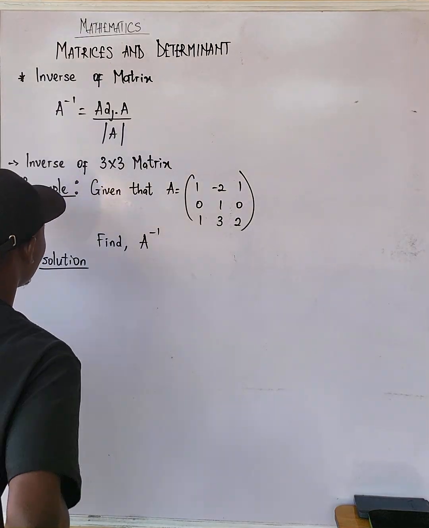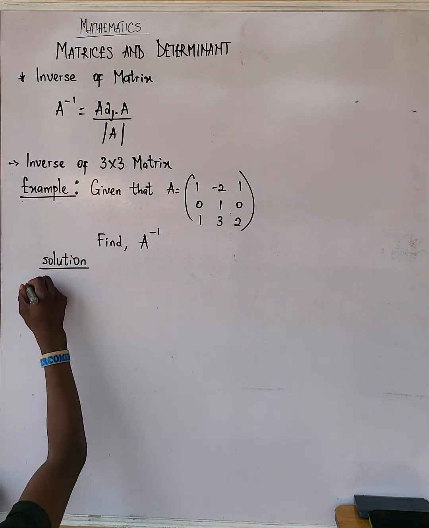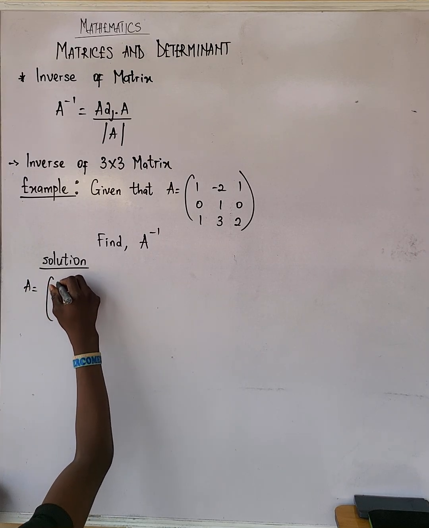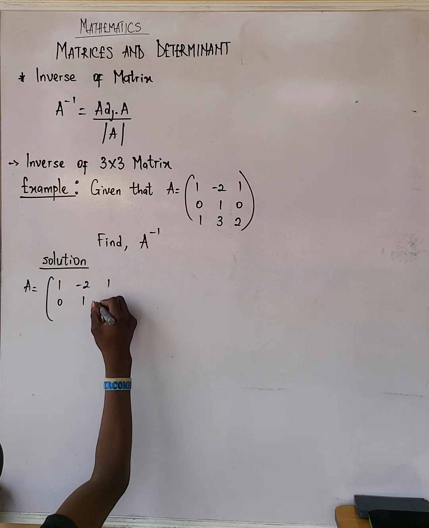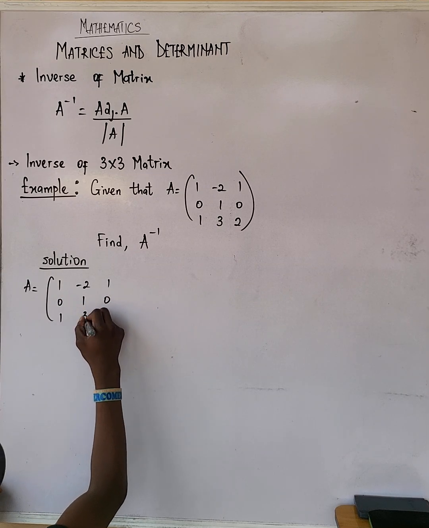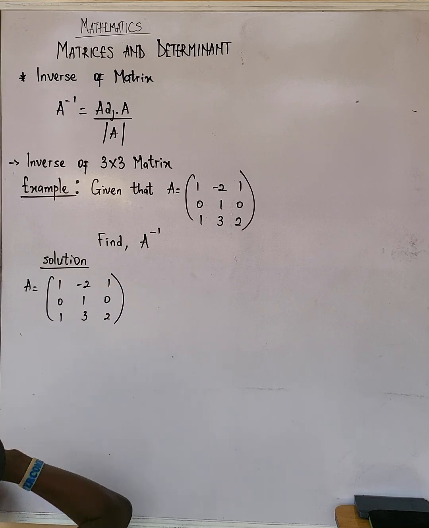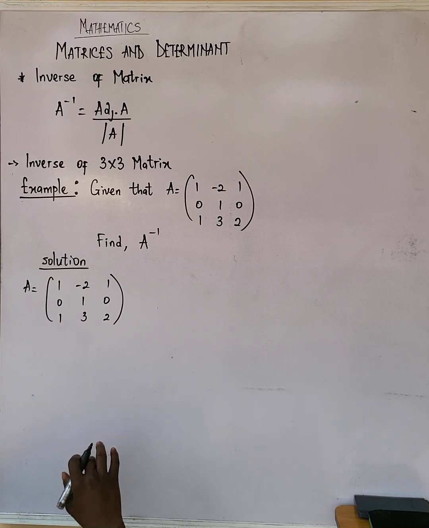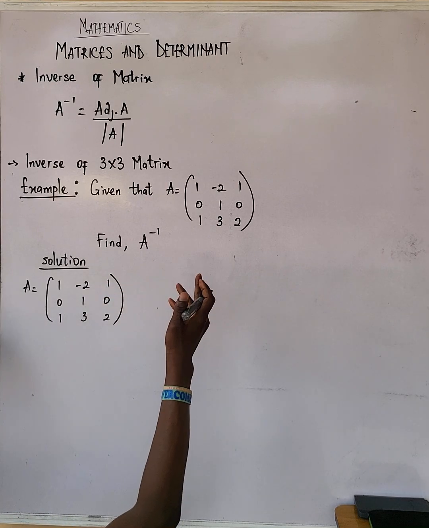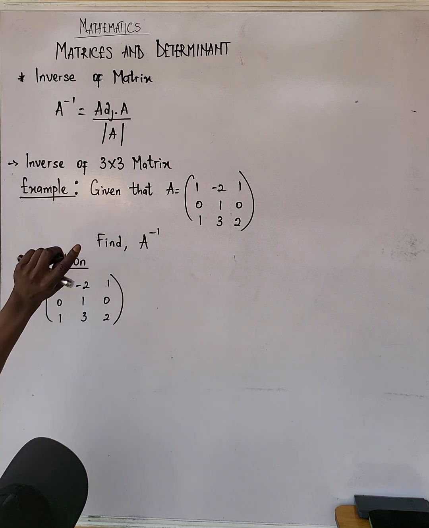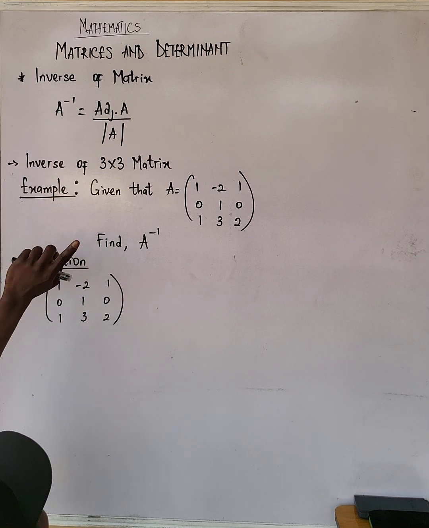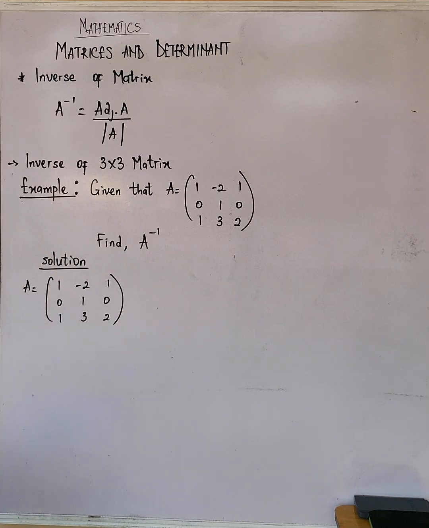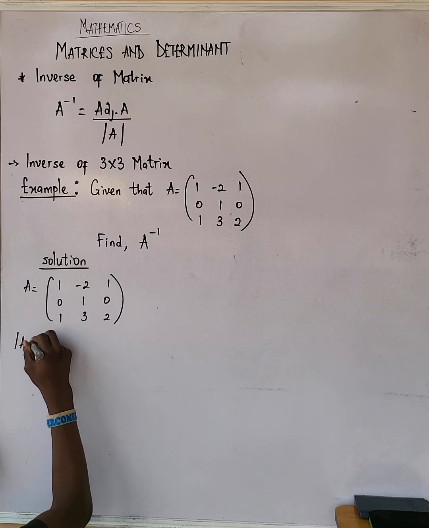Solution. Now we are given a matrix A as 1 minus 2 1 0 1 0 1 3 2. Now you know that to find the inverse of this matrix, what is the formula for finding inverse? That is the adjoint over the determinant, right? That is the formula for finding inverse, adjoint over determinant. And I told you that the first thing you have to always go and look for is the determinant. So let's get the determinant of this matrix.